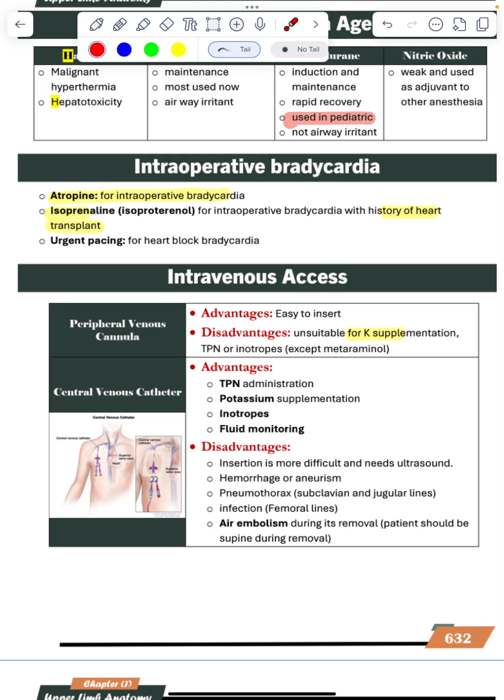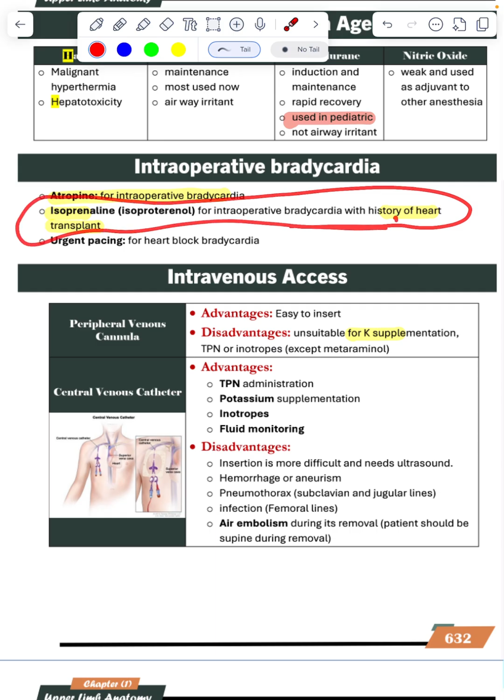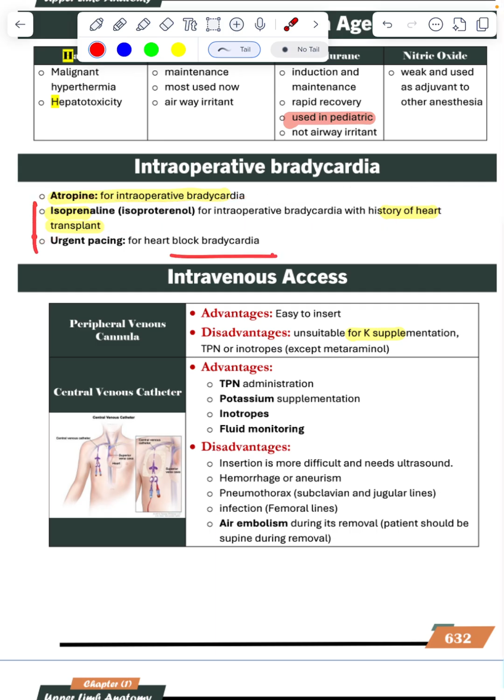If there is intraoperative bradycardia, use atropine. Use isoprenaline for bradycardia with history of heart transplant. Urgent pacing for heart block, bradycardia, isoprenaline. Urgent pacing is needed if there is bradycardia due to heart block.